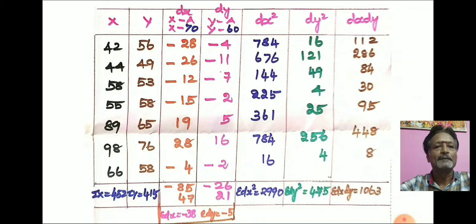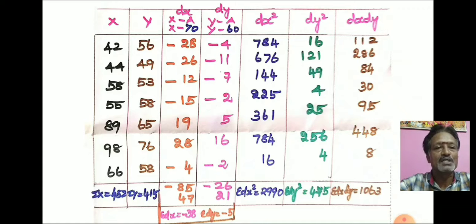Then after that, you take the square of dx and dy. First, the square of dx. Minus 28 squared is equal to 784. At the time of squaring, no need to bother about the sign. So 28 squared is 784, 26 squared is 676, 12 squared is 144, 15 squared is 225, 19 squared is 361, 28 squared is 784, and 4 squared is 16.